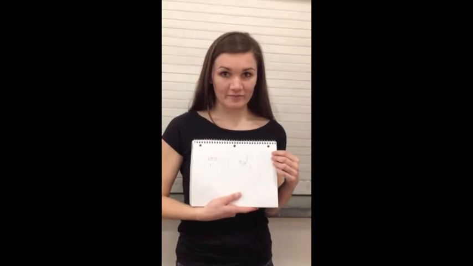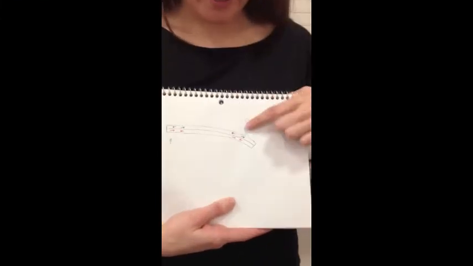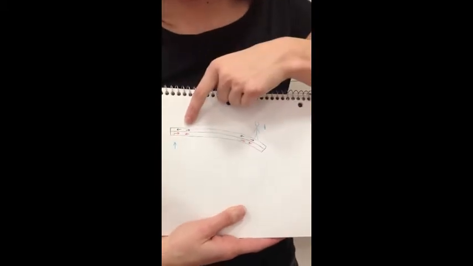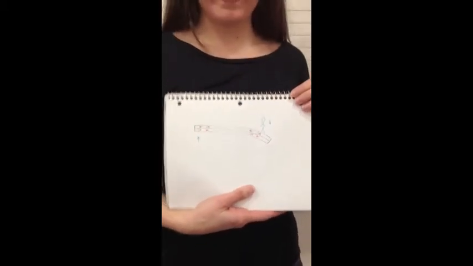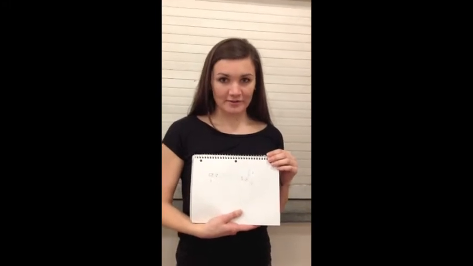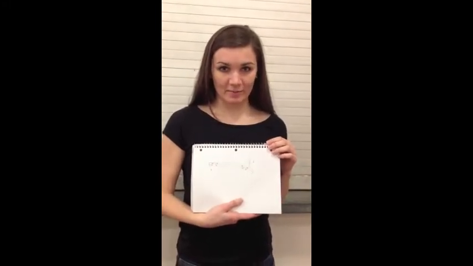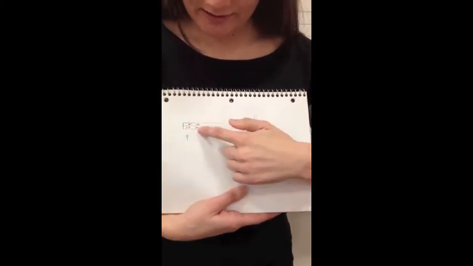The top fibers of the beam are in tension because they are being pulled apart, as evidenced by the dark blue arrows. The bottom fibers of the beam are in compression because they are being pushed together, as evidenced by the red arrows.